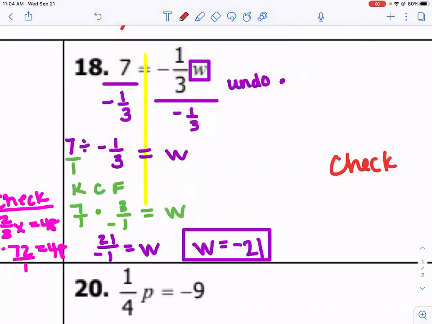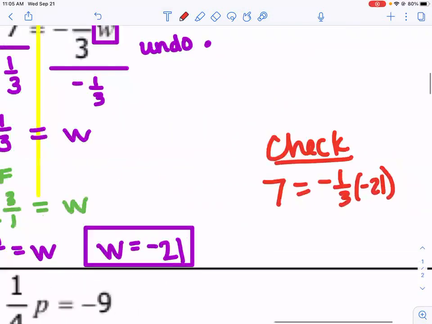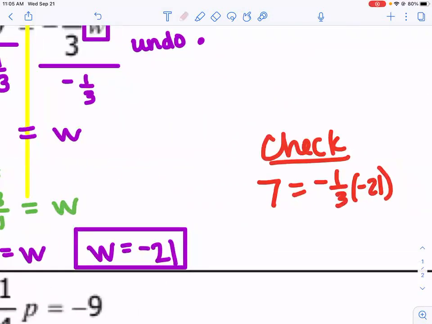So if we're gonna check, we do 7 equals -1/3 times -21. I don't feel like we need our calculator. Let's use our brains. -1/3 times -21. Okay, if we put -21/1, is -1/3 times -21/1 equal to 7?